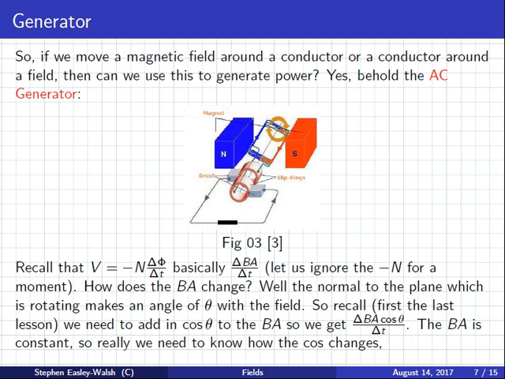What's the rate of change of cos? What is the derivative of cos? How does cos change? Sine. So the speed at which cos changes is sine. That means the voltage will have a sine shape to it.